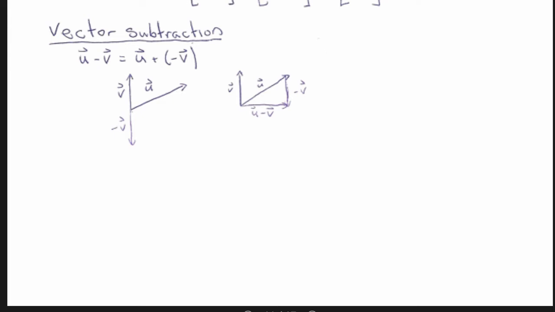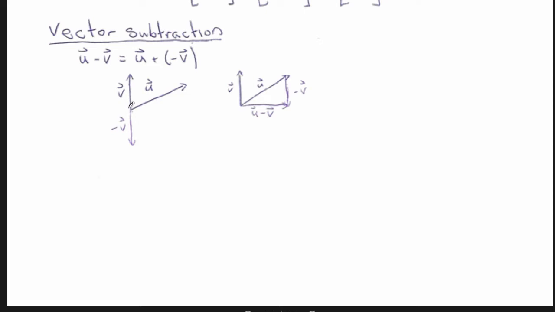Okay, so we needed to think about scalar multiplication to talk about vector subtraction. Essentially, u minus v is going to be equal to u plus negative v, the same way that it is with real numbers, but geometrically what's going on is a little bit more to wrap your head around.